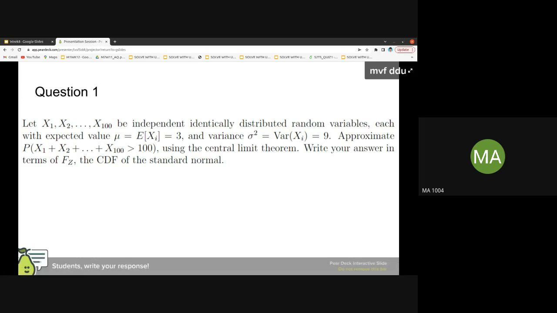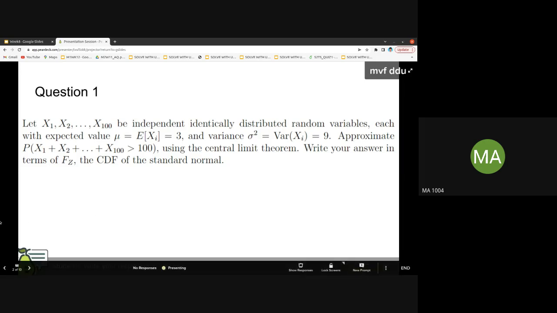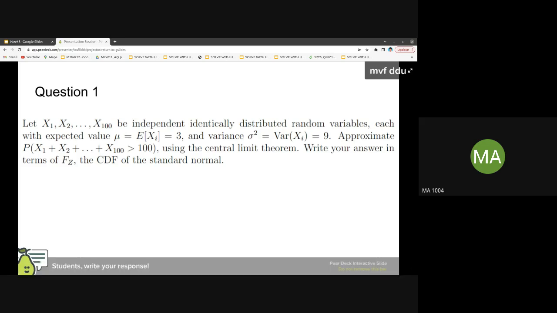I hope everyone knows what CLT, the central limit theorem, is. Yes, no? Am I audible? Yes, sir. While the people who know are solving, can we discuss it once? What is CLT? Sir, please explain CLT once.